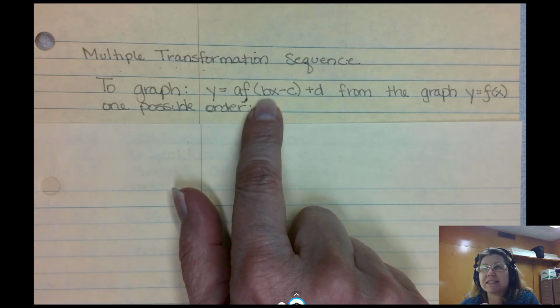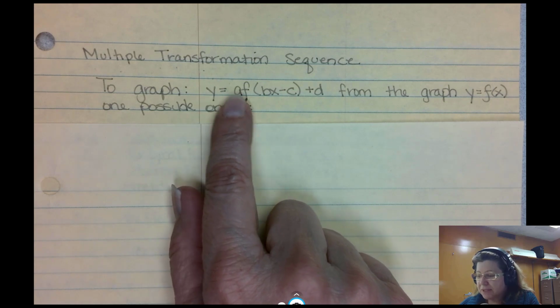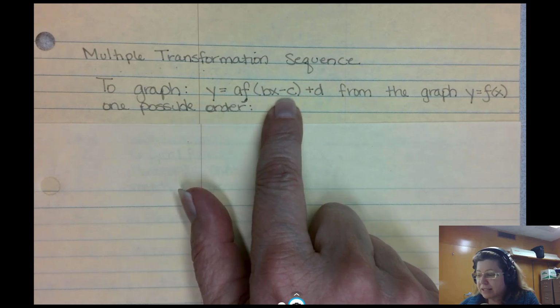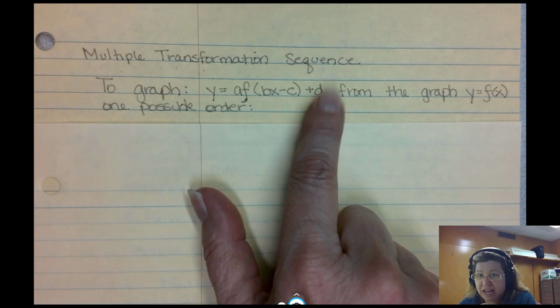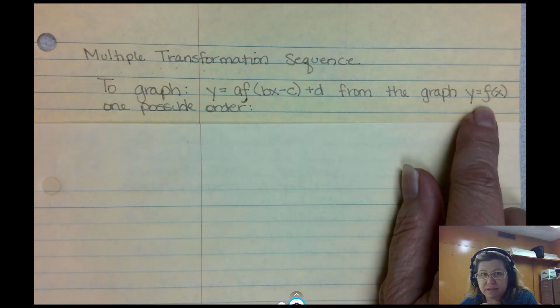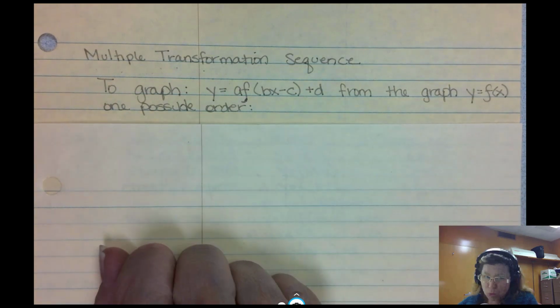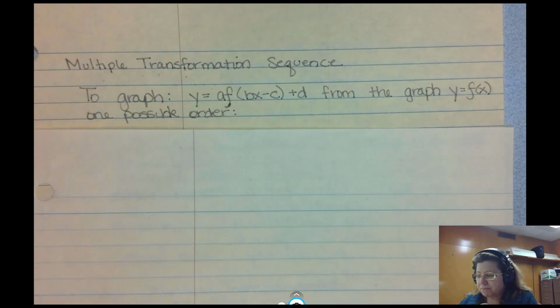Let me see if I can say this correctly. Y equals A times F of B(x minus C) plus D. So we have vertical shifts, we have horizontal shifts, we have compressions, we have reflections. All of that is going to be in this problem. Our original problem looked like f of x. Here's one possible order on how to conquer this problem.